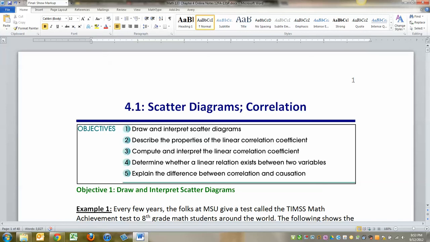Chapter 4 is the chapter where we are going to talk about bivariate data. I say we, but really it's me going to talk and you're going to listen. Sorry about that. All right, so we're going to start off with scatter diagrams.